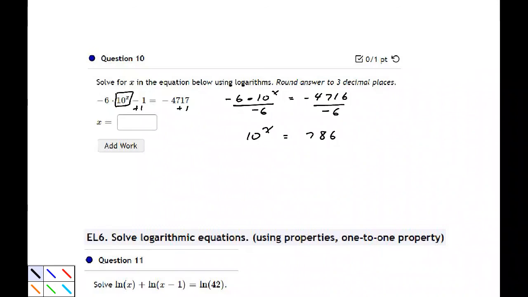Now, to remove the base of 10 there, I want to use a logarithm. That's the only way to get an exponent out, when x is an exponent. However, because we have a base of 10, a 10 to the x, the wise choice would be to use a log base 10. So I'm going to take a log base 10 of both sides.